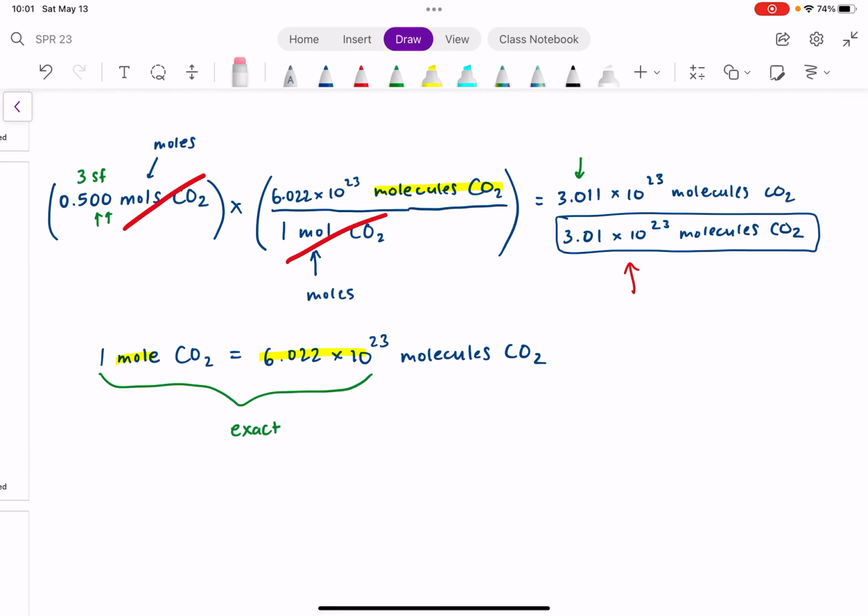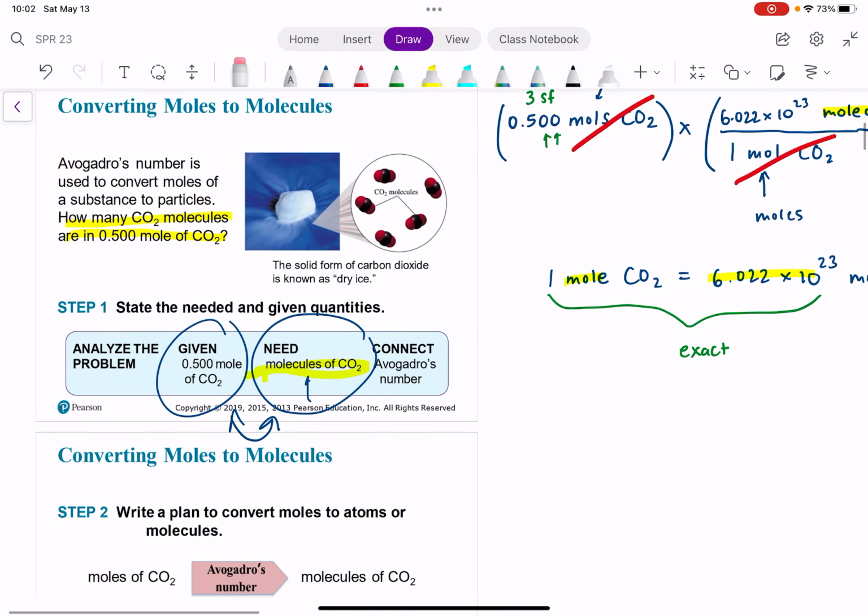So if you plug this into your calculator and you got some number that was really small, like say you got like 5 molecules of CO2, that's way too tiny. You did something wrong, okay? Because you should have a very large number of molecules, okay? All right, let's keep moving on.